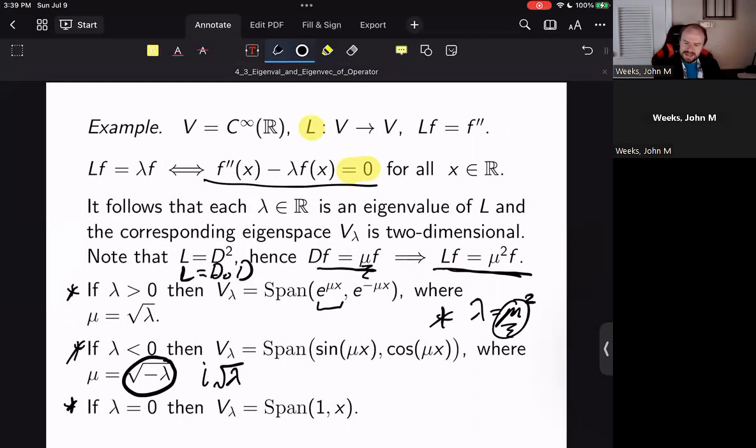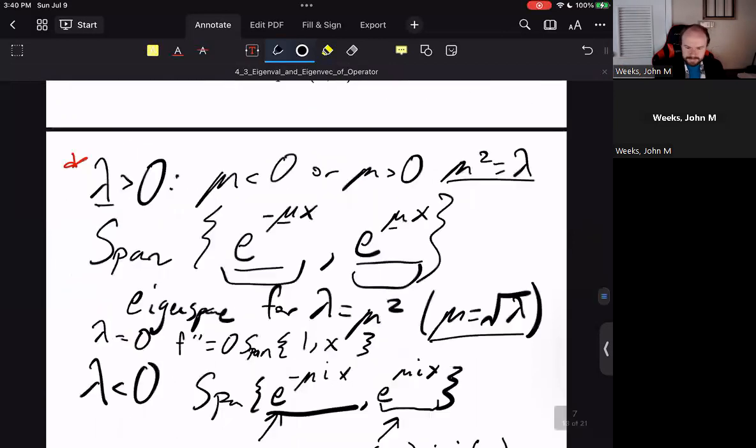So I could have had e^(μx), e^(-μx) right here, or I could have had e^(iμx), and that would have just been a different formula, and then e^(-iμx). And then finally down here, I would have had different formulas as well. So it just told me that whenever I plug in different values, I'm going to get different formulas. So I just had to be a little bit careful about that.